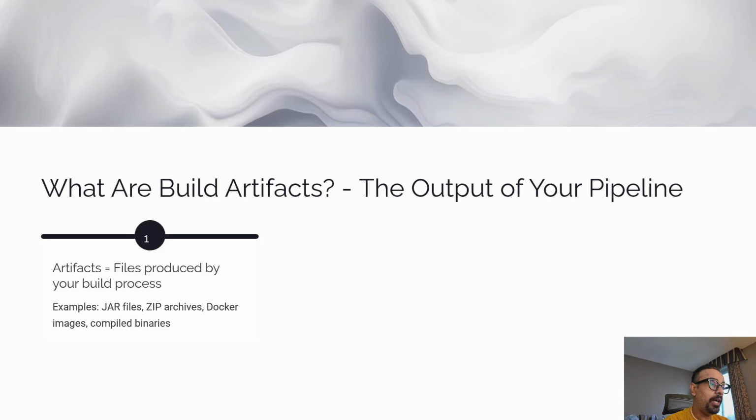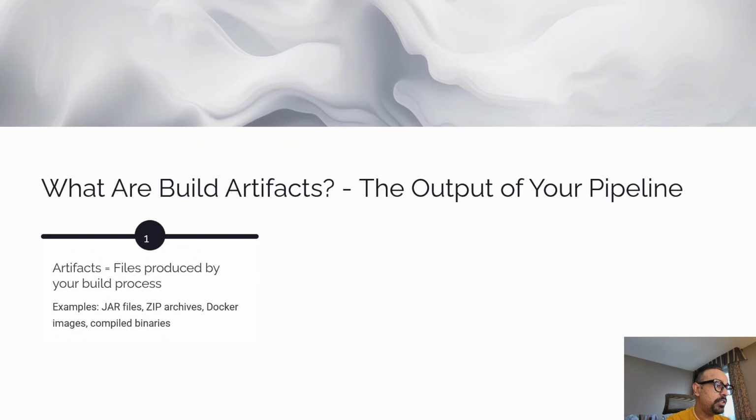What exactly are build artifacts? Think of a CI/CD pipeline like a factory. Source code goes in from one end, and what comes out on the other end? Those are the artifacts. These are the files produced by the build process, which for a Java application might be a JAR file or a WAR file. For a Node.js application, it might be a zip file containing your compiled code and dependencies. For a containerized application, it is going to be a Docker image. So based on the output, it can be any kind of artifact.